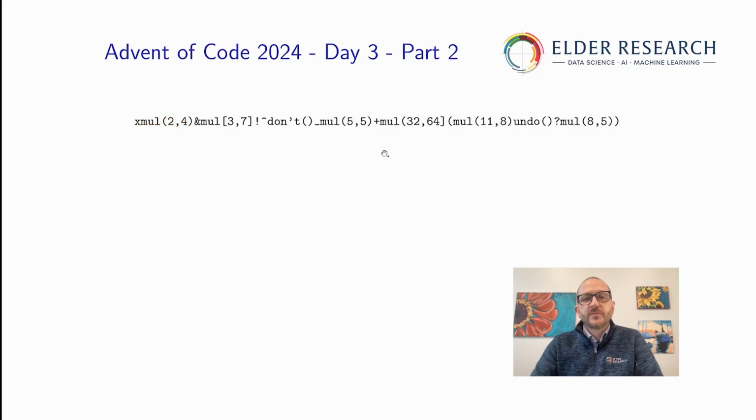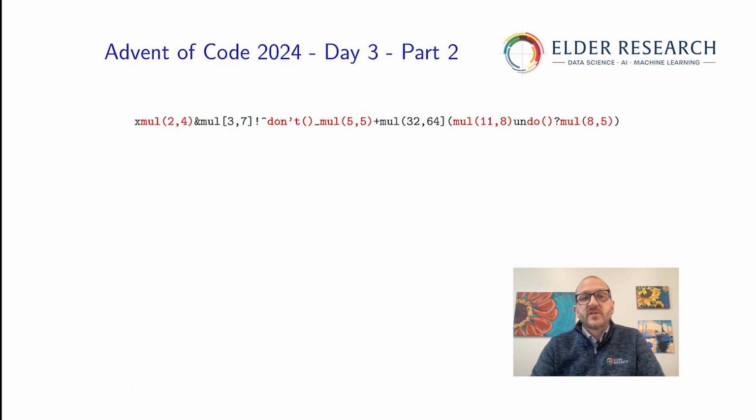Moving back to part 2, we have a slightly modified input string. Again, I want to extract the same kind of substrings I pulled out from part 1, but I also want to pull out substrings that look like this, don't, with the apostrophe and the parentheses, and this, do, with the parentheses.